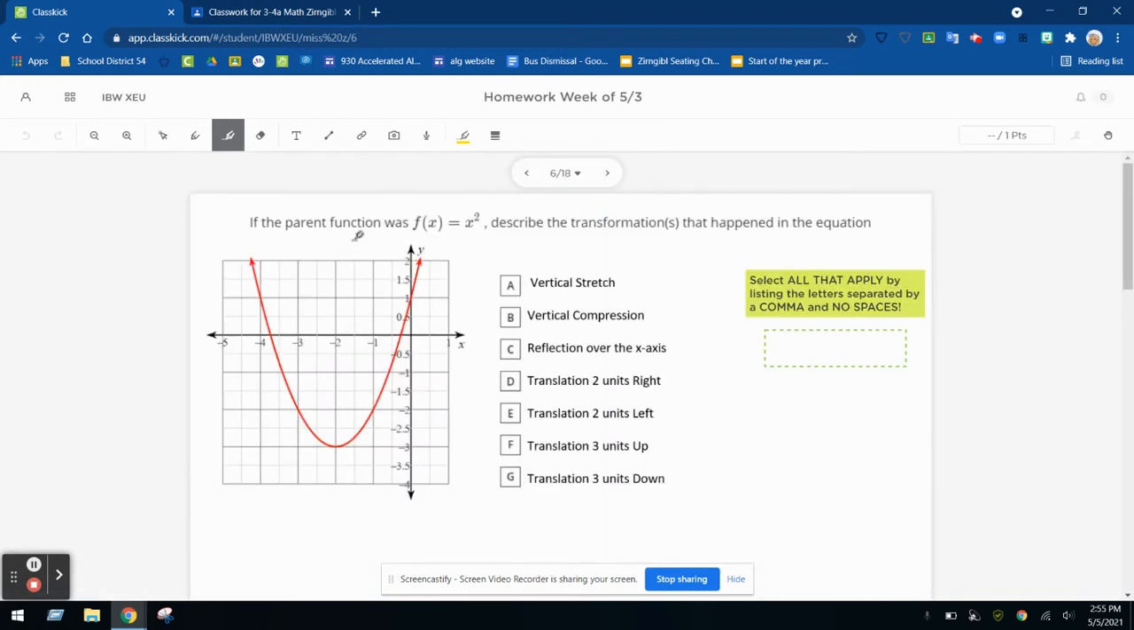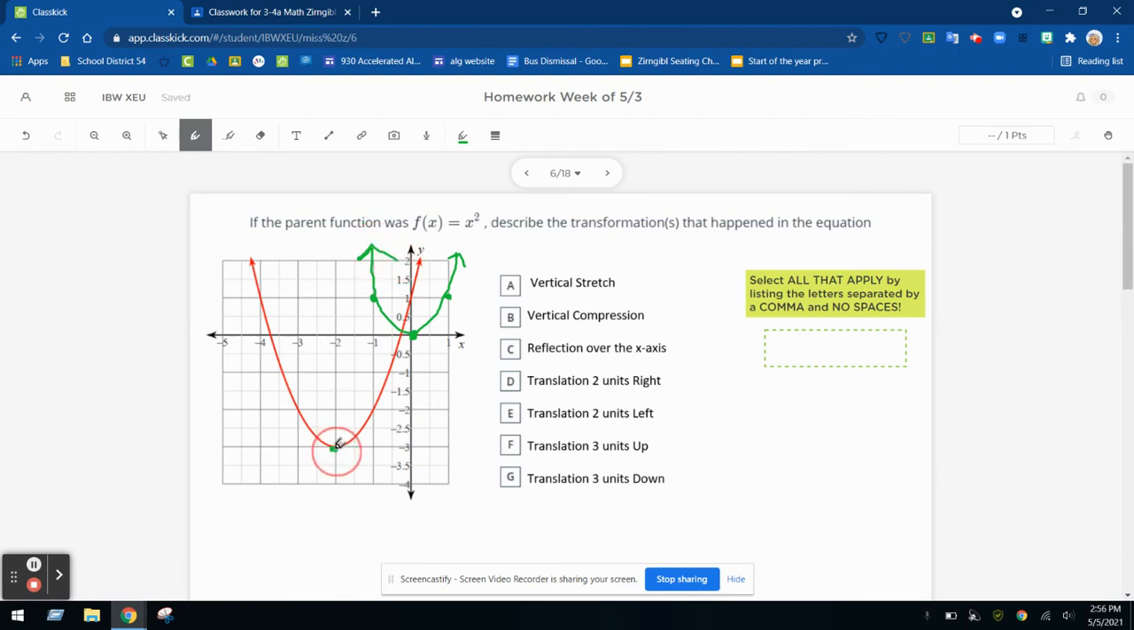Okay, if the parent function was f of x is equal to x squared, describe the transformation in the equation. So we know that the parent function always starts at (0, 0). If I were to substitute in -1 for x, I would get (-1, 1). And if I were to substitute in 1, I would get (1, 1). So this would be the original parent function. And this is our new function.